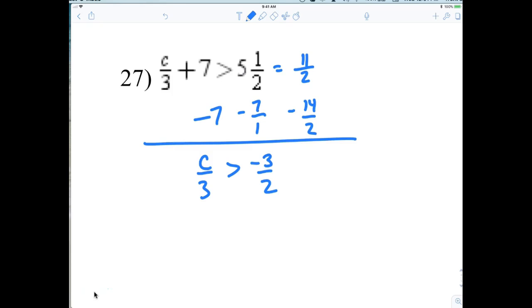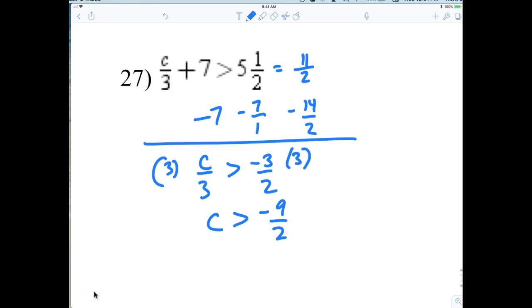So I'm going to multiply both sides by what? 3. So I'm multiplying both sides by 3. So C is greater than what? Yes, say it. Yes, but you forgot the negative 9 over 2. Negative 9 over 2. Anybody have any issues with negative 9 over 2?